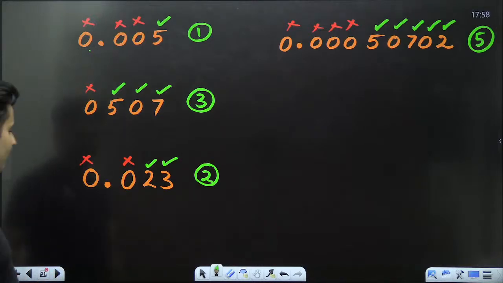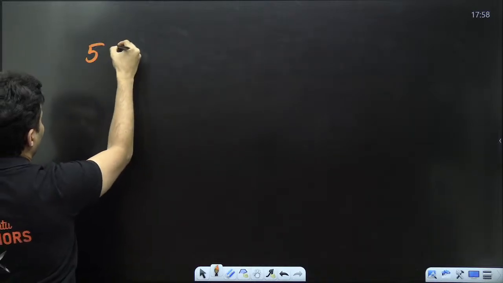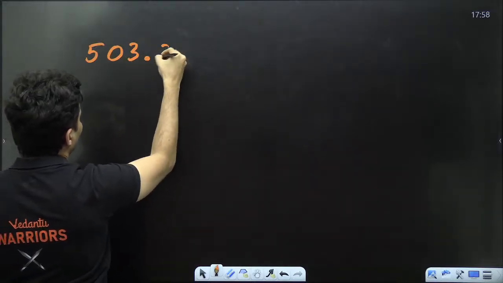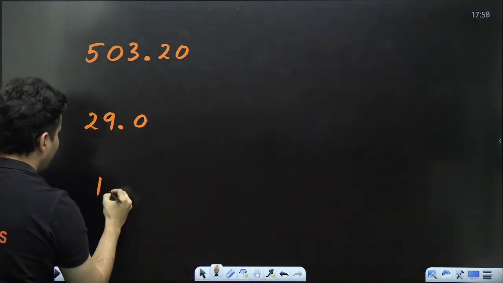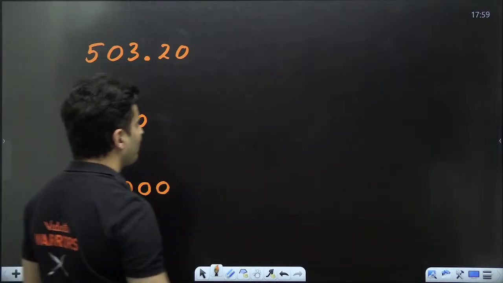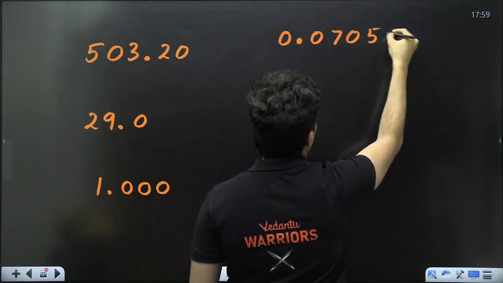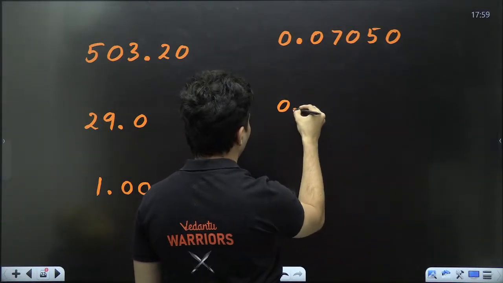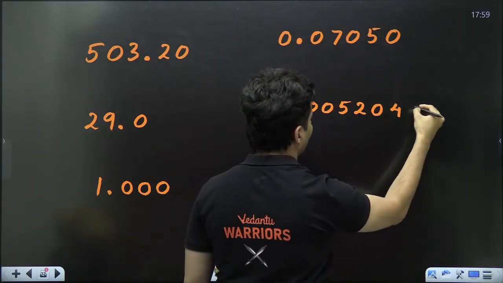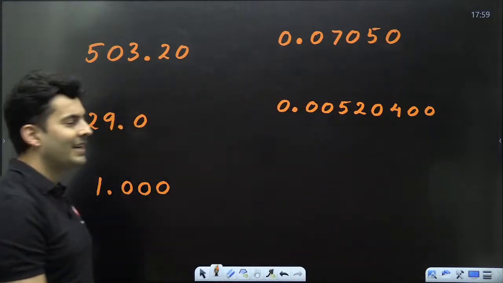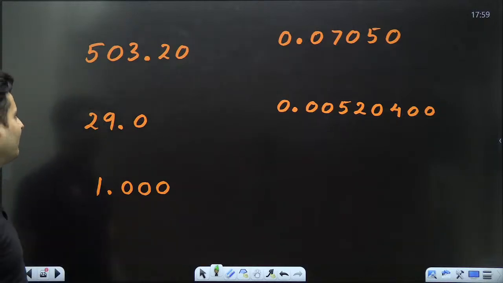So say for example, my number is 503.20, 29.0, 1.000, 0.07050, 0.0052040, okay, something like this. In each one of them, let's try to find out how many significants and non-significants are there.